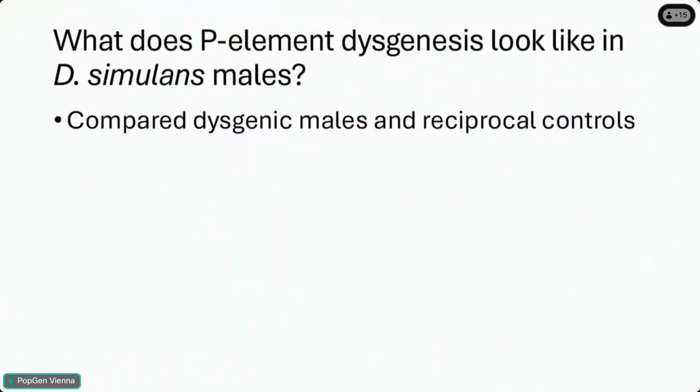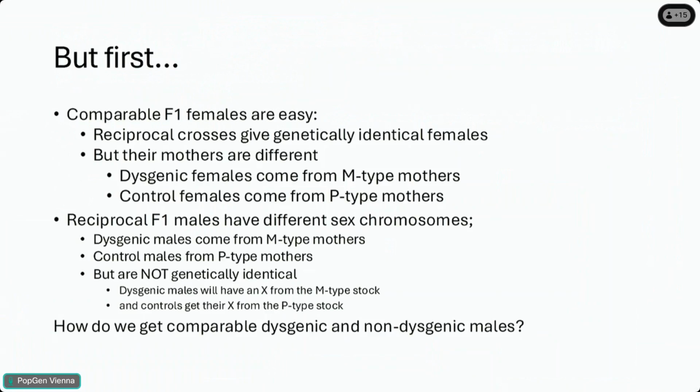Okay, so we compared dysgenic males and reciprocal controls. If you're a smart geneticist, you may see that there's a problem, and that is if you're making reciprocal crosses between strains, your males are not genetically identical, and that's of course because of the sex chromosomes. For females, it's easy. Reciprocal crosses give genetically identical females, and their mothers are different. So the dysgenic females come from M-type mothers that lack P-element piRNAs, and the control females come from P-type mothers that can protect their offspring.